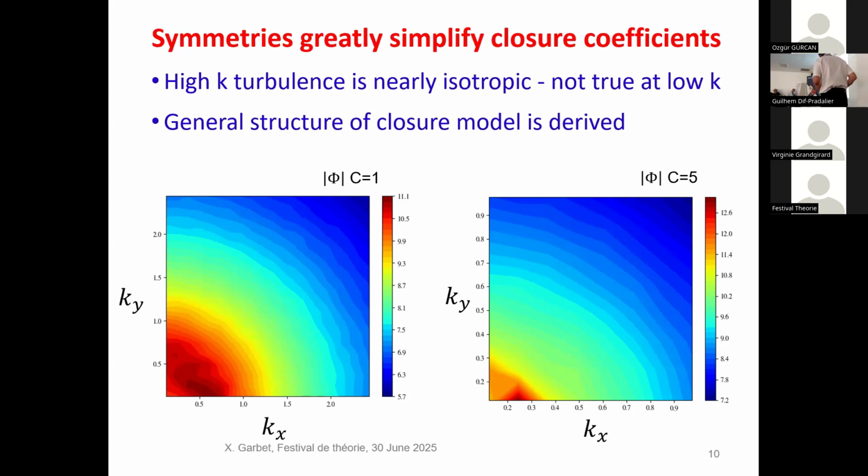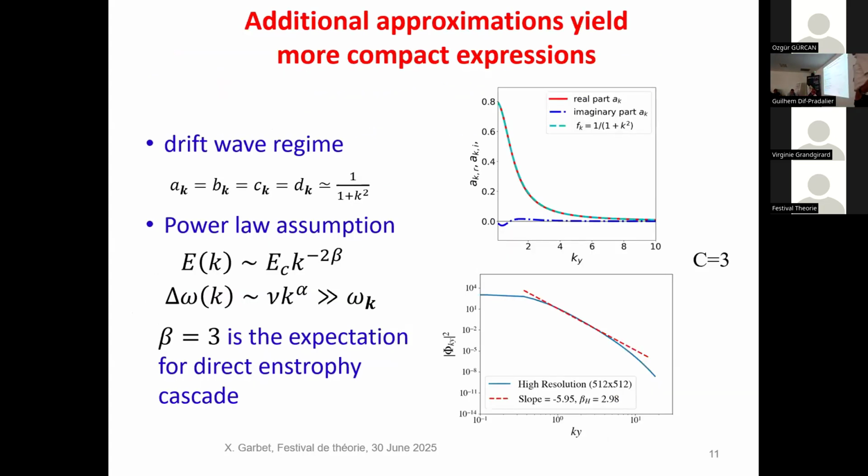Of course, this is not true at all for low k. At low k, you have all kinds of waves and forcing, right? But we don't assume isotropy for these low-k structures, so that's kind of convenient. The other thing that is convenient is that the ABCD coefficients are very close to 1 or 1 plus k square, which is a drift wave prediction, at least for C larger than 1. And this is an example, showing A_k versus k for given k_y.